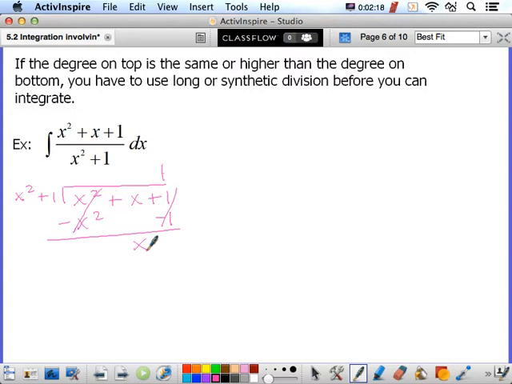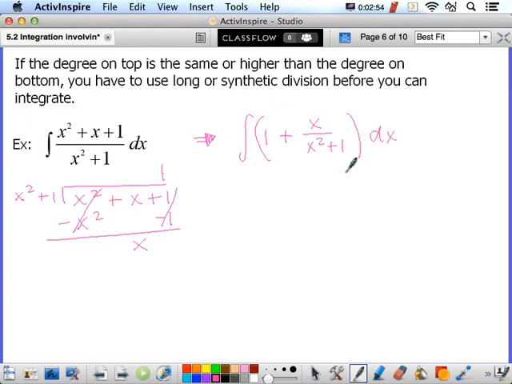Now, can I keep going, or is that going to be my remainder? That could be your remainder. That's going to be my remainder. Once the power here drops below here, then you're looking at a remainder. Okay, so this problem can be broken up into 1, which is this guy, plus this remainder over the divisor. So take a look and make sure you understand what we did. It's always going to be the quotient plus the remainder over the divisor.